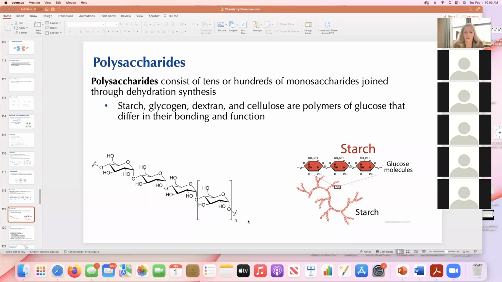Let me make sure that that's sharing. That is actually a carbohydrate slide, but kind of pick up where we left off a little bit with reminding ourselves what we had done.